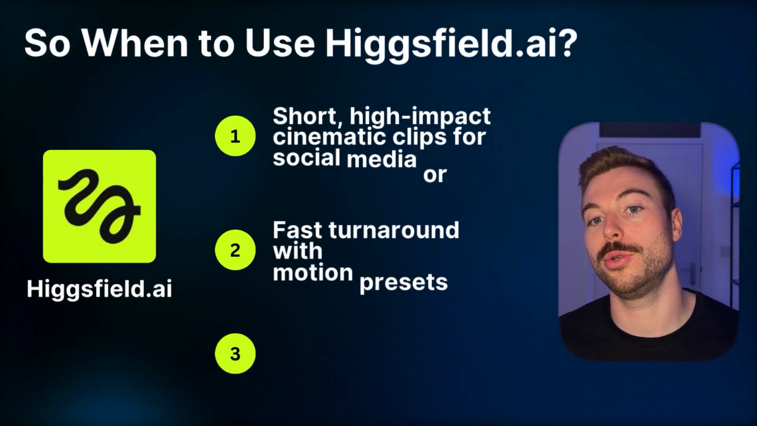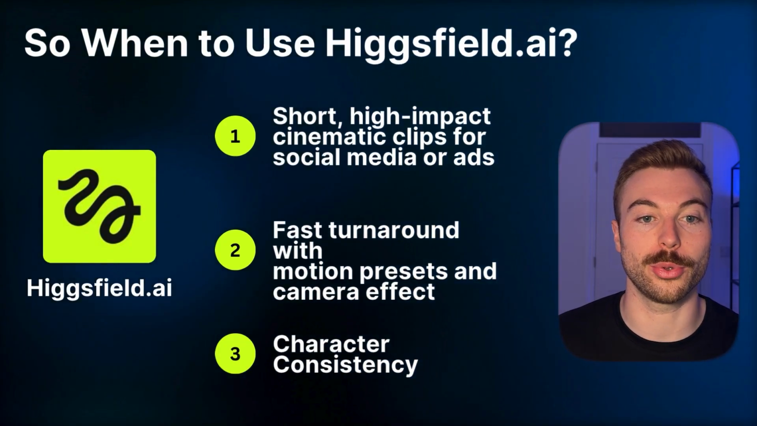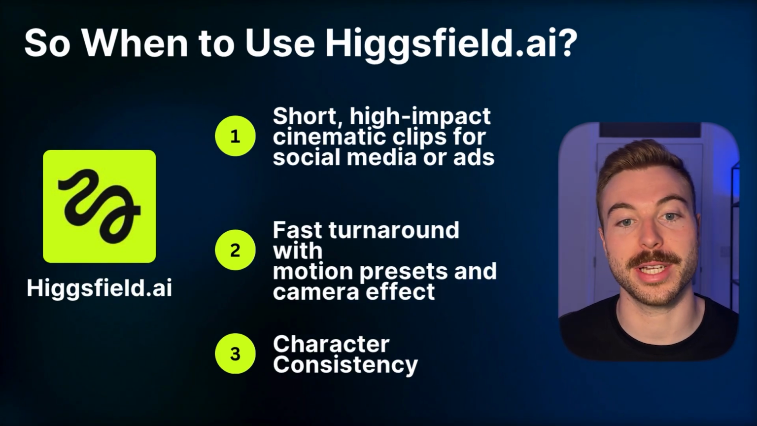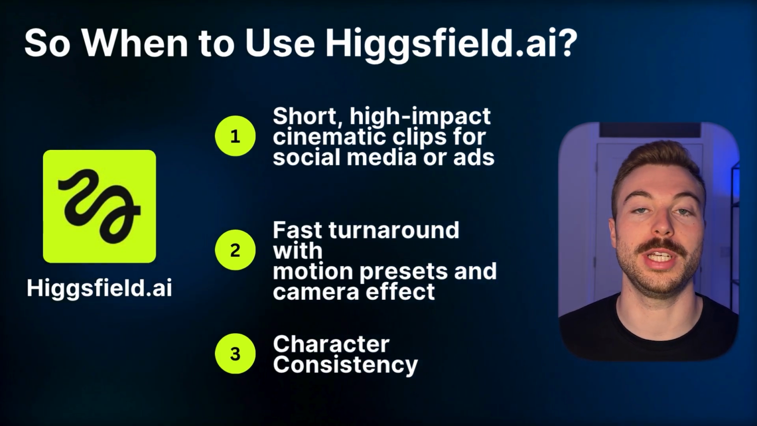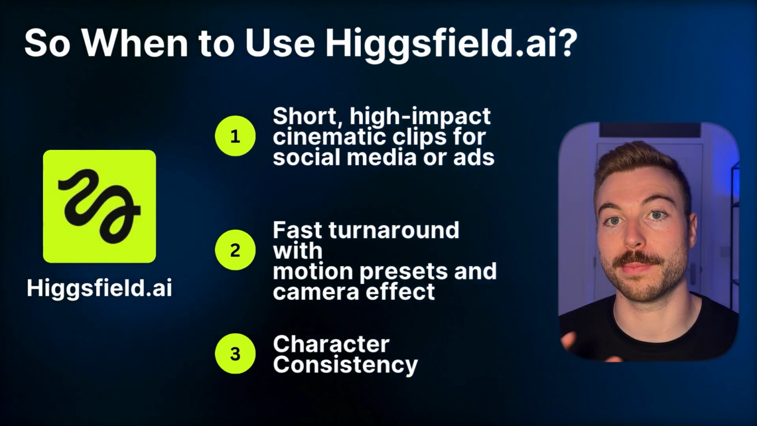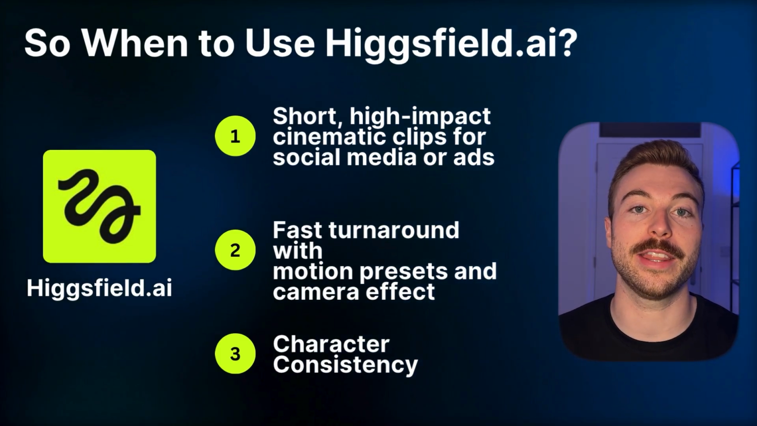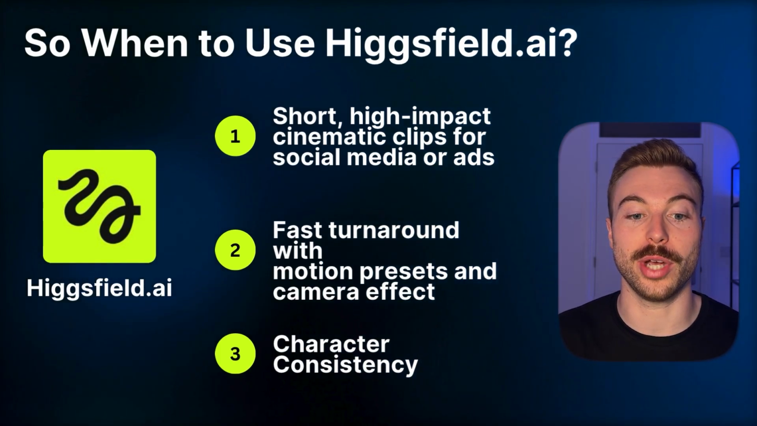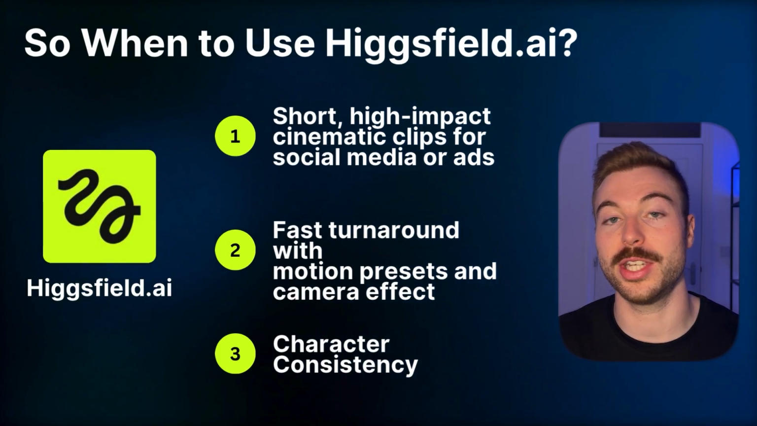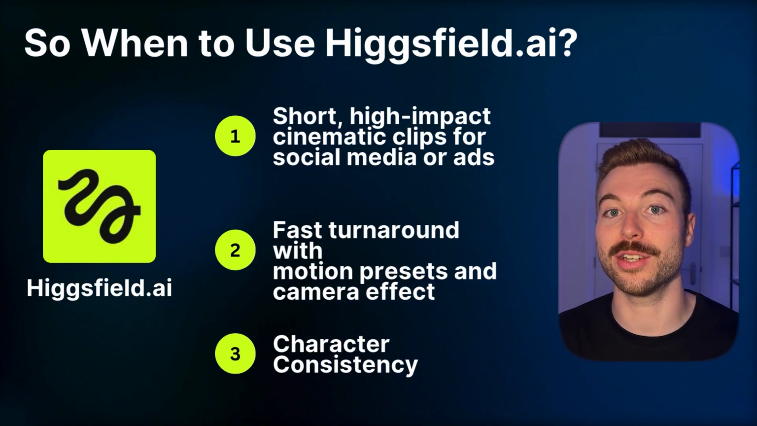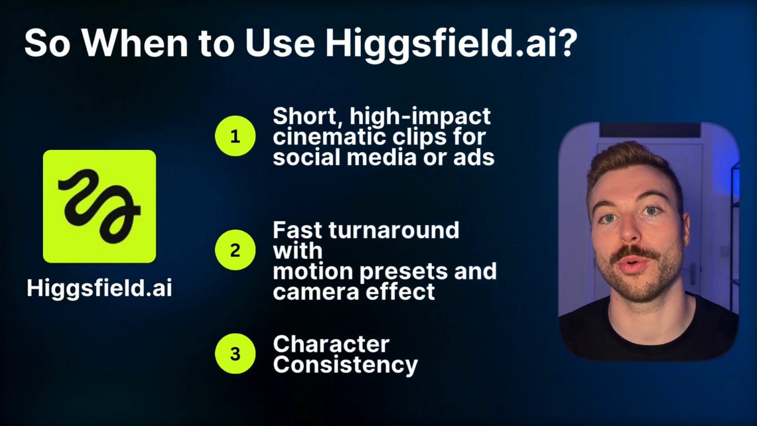So when should you use Higgsfield AI, and what are my final thoughts? Well, it's really good for that short, high-impact cinematic clips or for social media. It has that fast turnaround ability because it's got those presets built in and those camera effects as you need them. But the key part as well is you're able to get that character consistency across lots of different tools that it's got built in, and it makes it nice and easy with those camera angles that are already included.